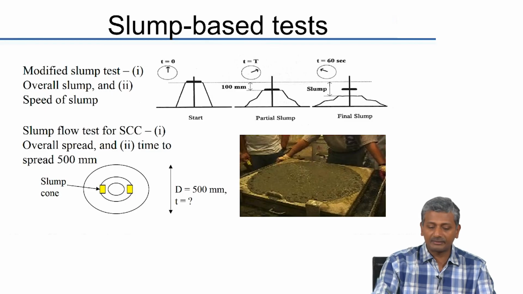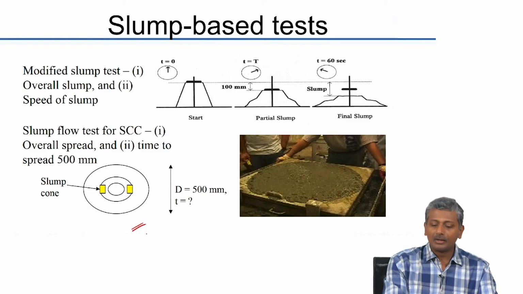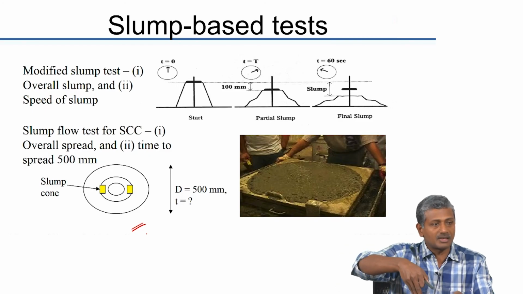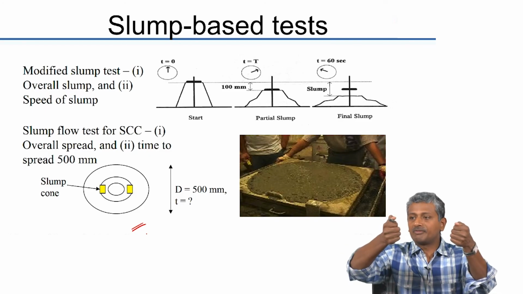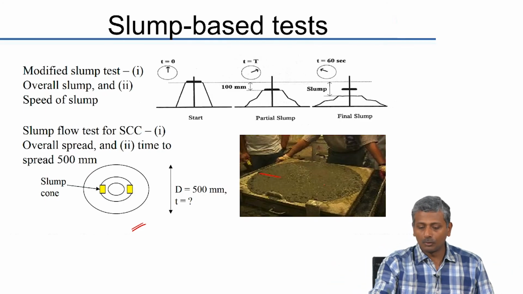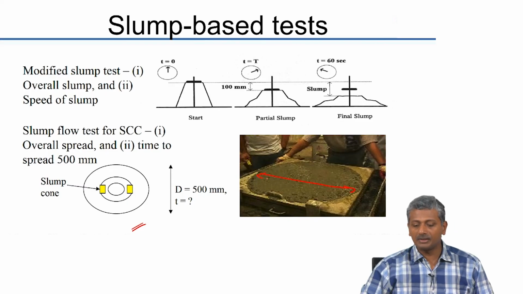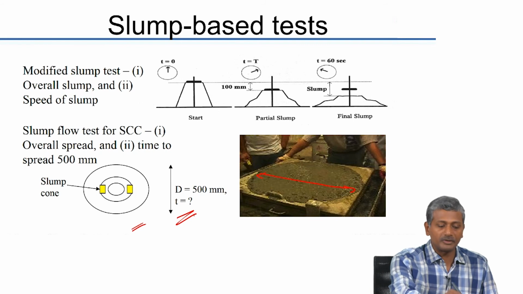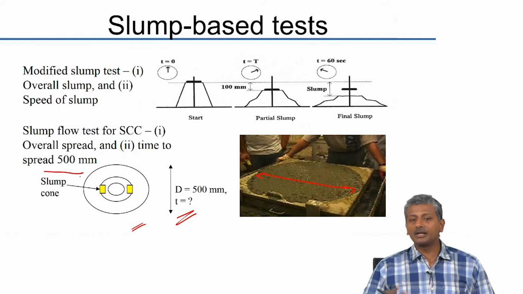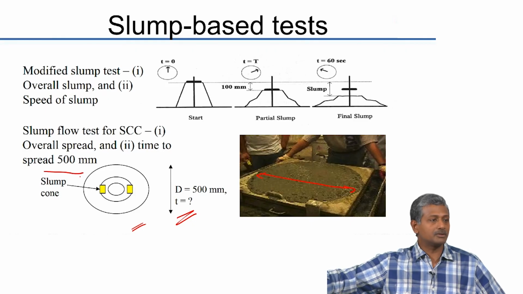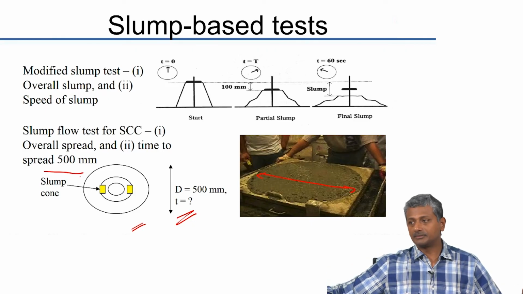The slump based test, the primary one which is used for SCC, looks at the slump flow, which is basically concrete poured inside the slump cone. You remove the slump cone very fast and allow the concrete to start flowing, and you measure the total flow by measuring the diameter of the spread. You can also measure the time taken to spread 500 millimeters. So, here you are getting 2 parameters. One is the total flow, that is related to which fundamental parameter? No, total spread. Total spread is your yield stress, right.